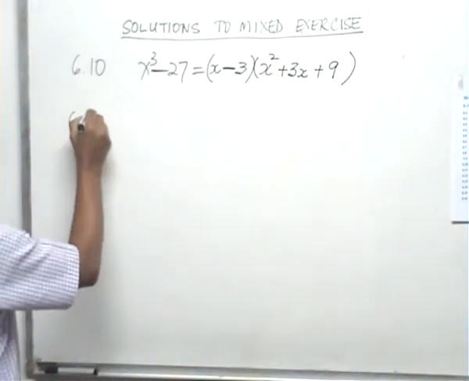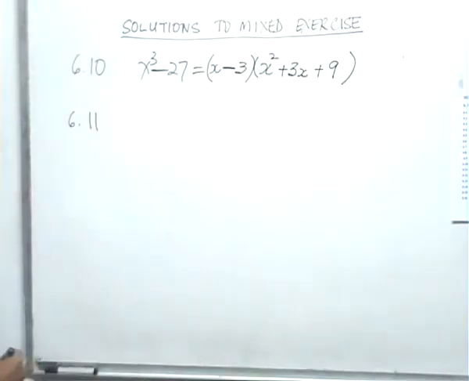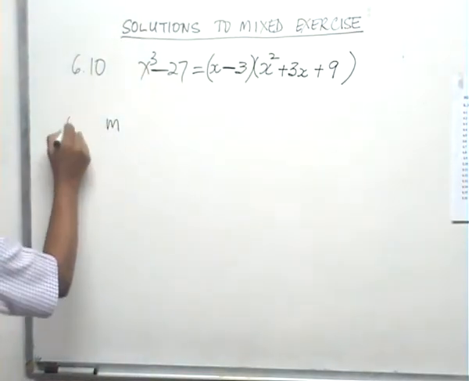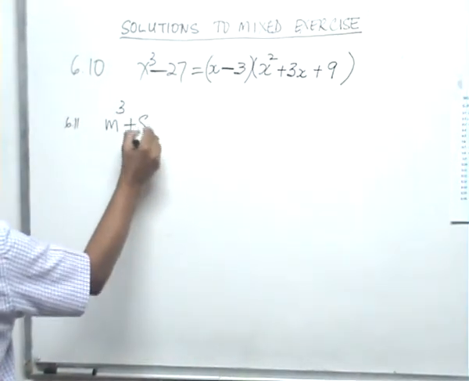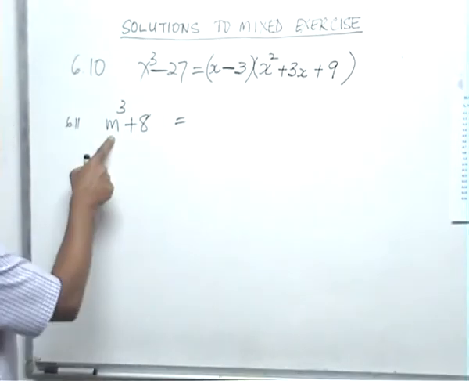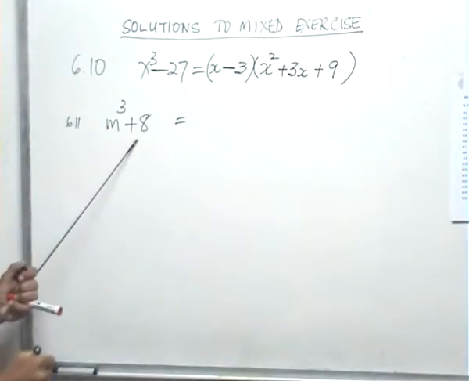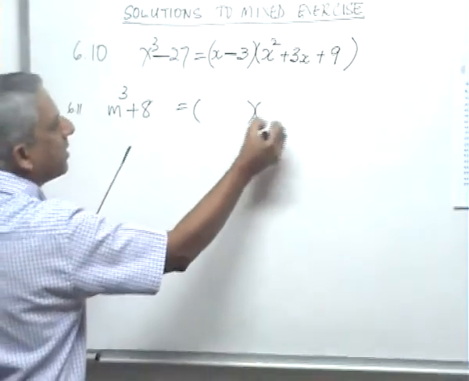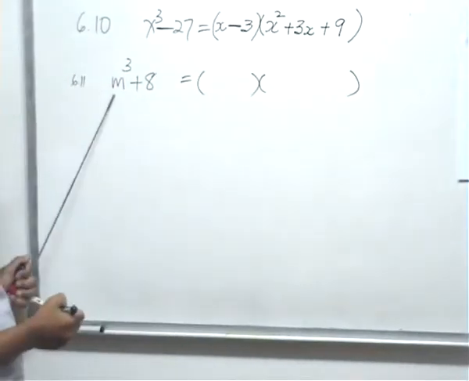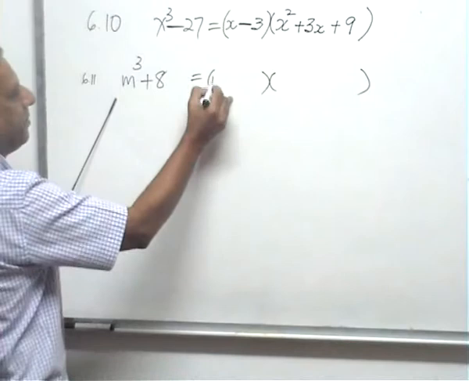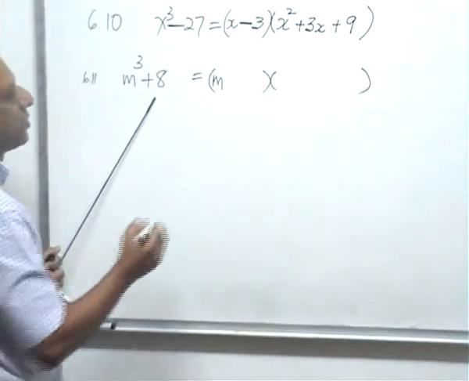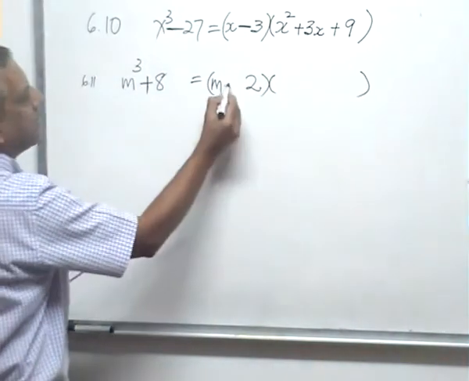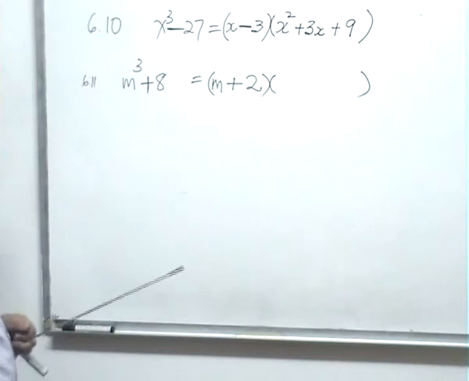Alright, let's move on to 6.11. M cubed plus 8. This is a perfect cube. 8 is a perfect cube. Therefore, one small bracket and one larger bracket. Cube root of m cubed, m. Cube root of 8, 2. Because this is plus, the first bracket will be plus.